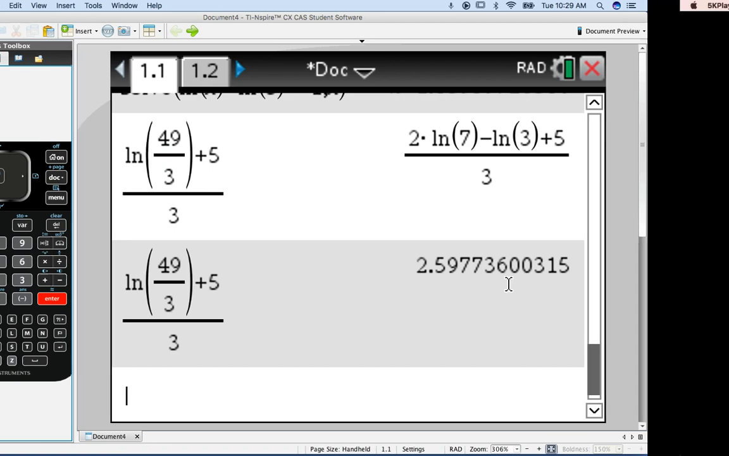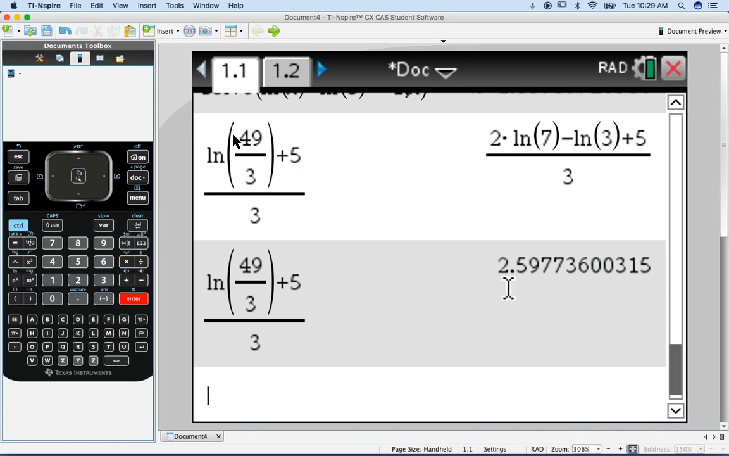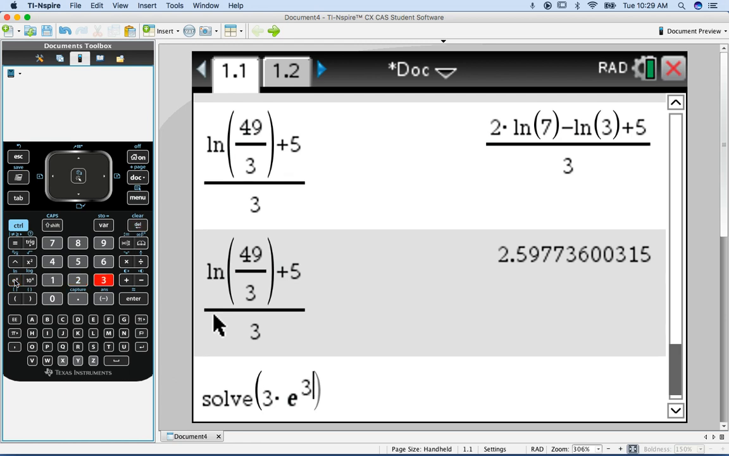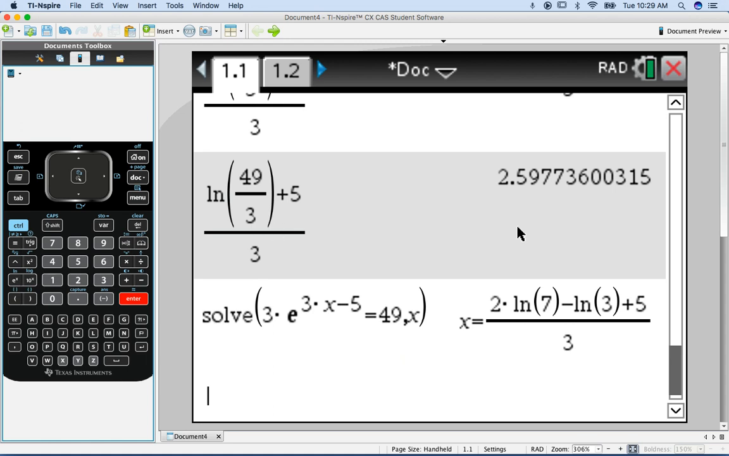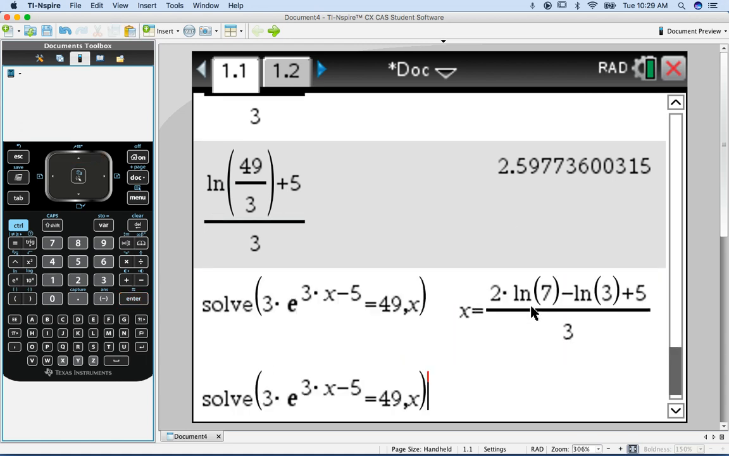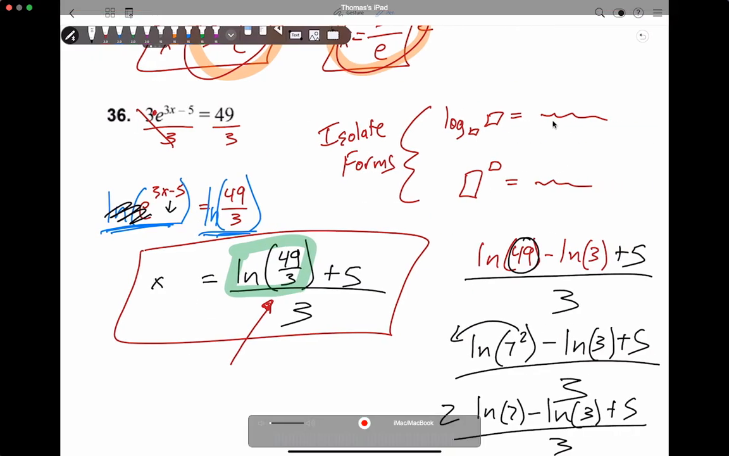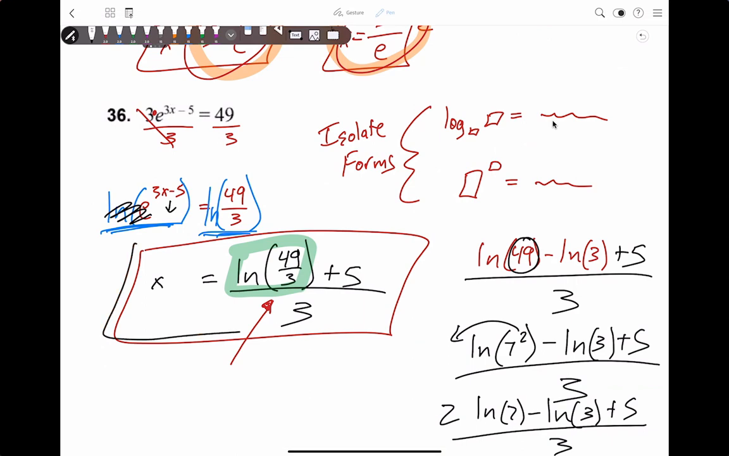Okay, so to finish it off, I'm going to menu solve feature this thing and see, do I in fact get something like this? Okay, so we can say the solve feature of 3 times e to the power of 3x minus 5 is equal to 49, comma x. And you see we get, if I just press enter, that weird answer that we got before, but if we do control enter, we get the same exact decimal answer. So our answer can either be the decimal form or this entire piece right here.